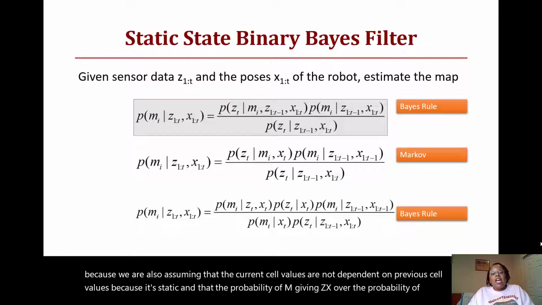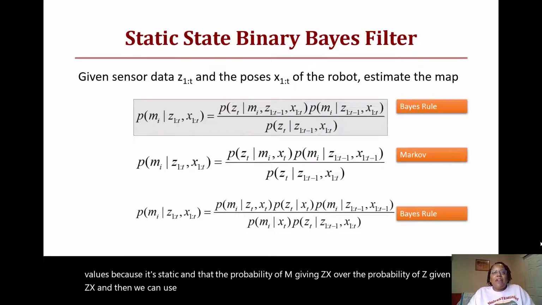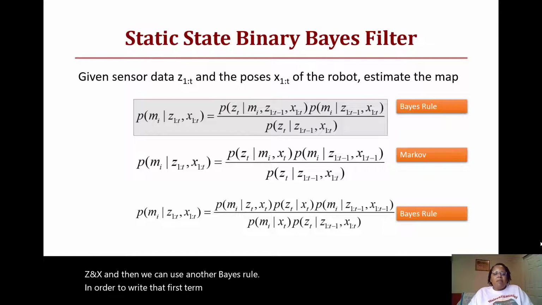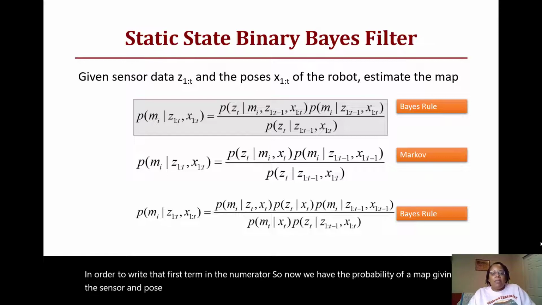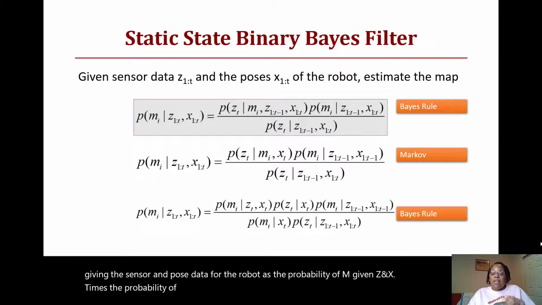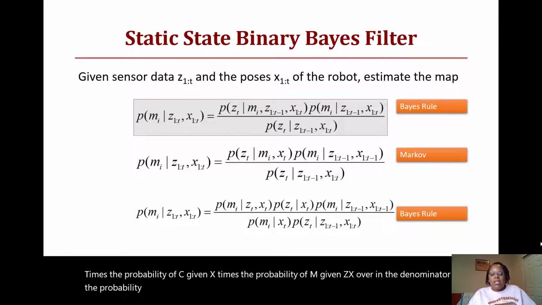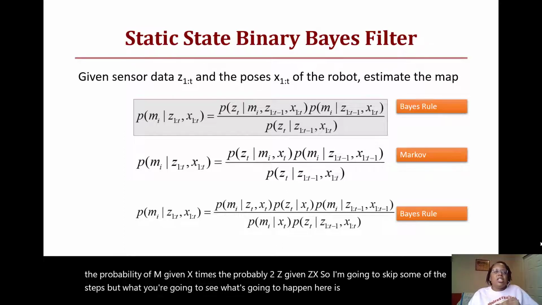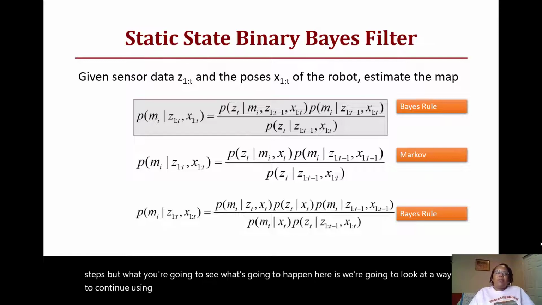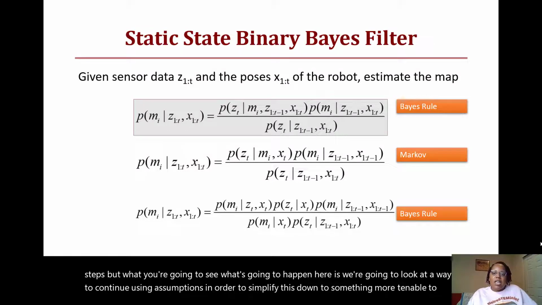And then we can use another Bayes rule in order to rewrite that first term in the numerator. So now we have the probability of a map given the sensor and pose data for the robot as the probability of m given z and x times the probability of z given x times the probability of m given z and x, over, in the denominator, the probability of m given x times the probability of z given z and x. I'm going to skip some of the steps, but what you're going to see is that we continue using assumptions to simplify this down to something more tenable, to make it easier for us to use recursion in order to create the map.